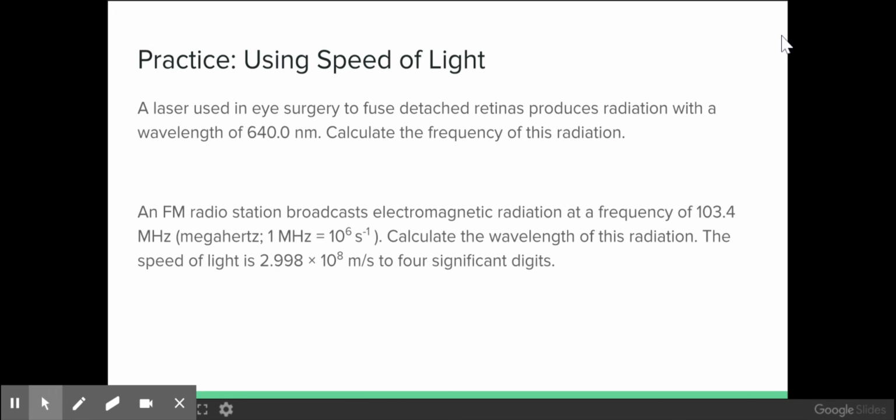Here are two problems to help you review using the speed of light equation. So I'm going to ask that you pause the video at this time and try these two. And both of these problems are designed to help you remember how to use the speed of light equation, which you learned in your previous chemistry course.